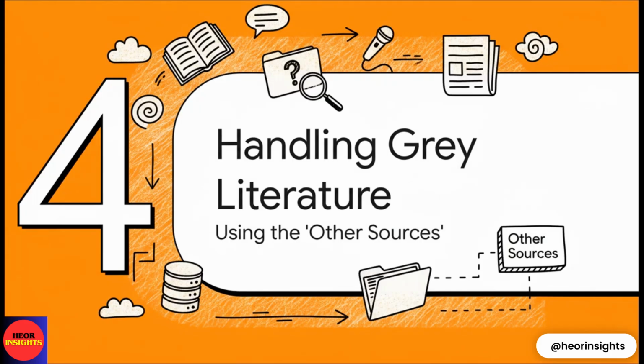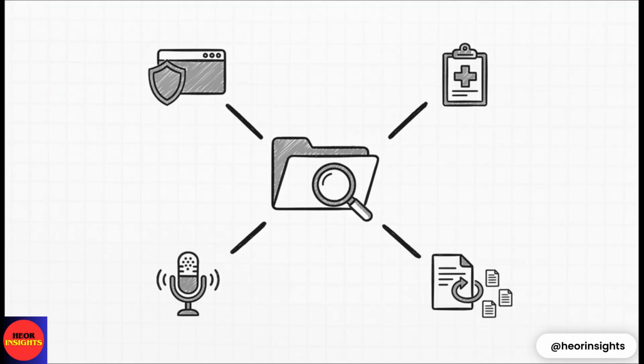Okay, let's focus now on handling gray literature. The PRISMA 2020 update, as I mentioned, has a dedicated column for other sources. This is specifically for documenting any searches you did outside of the usual academic databases. In HEOR, this other sources column gets used a lot. This is where you'll document your searches of HTA agency websites, clinical trial registries, and conference proceedings from major organizations like ISPOR or ASCO. It's also where you'd list any records you found through snowballing, that is, by manually checking the reference lists of the papers you already included.